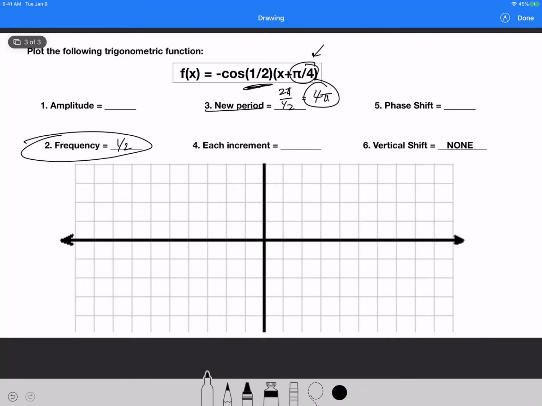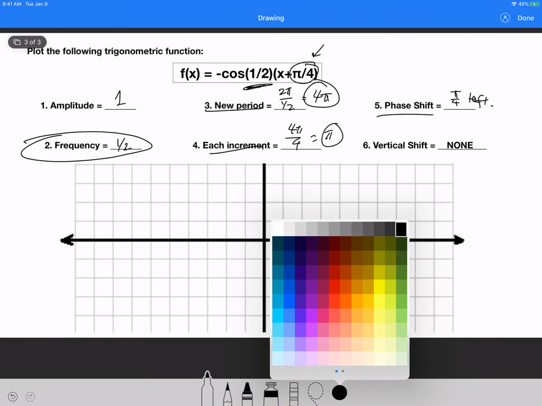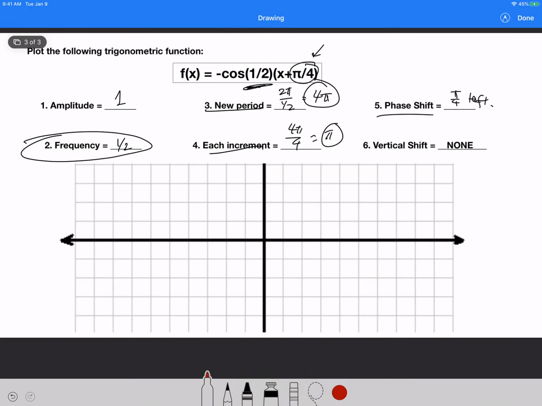So then it's going to make it a little bit more challenging for us to do. But let's fill all of this up. So each increment would be 4 pi divided by 4, which makes it pi. The amplitude is going to be 1. Phase shift is going to be pi over 4 to the left. Okay, so everything is established here. Now I'm going to make sure that my framework is fine. So I'm going to start at 0. That's my max and that's my min, which is my positive one, and that's my negative one.